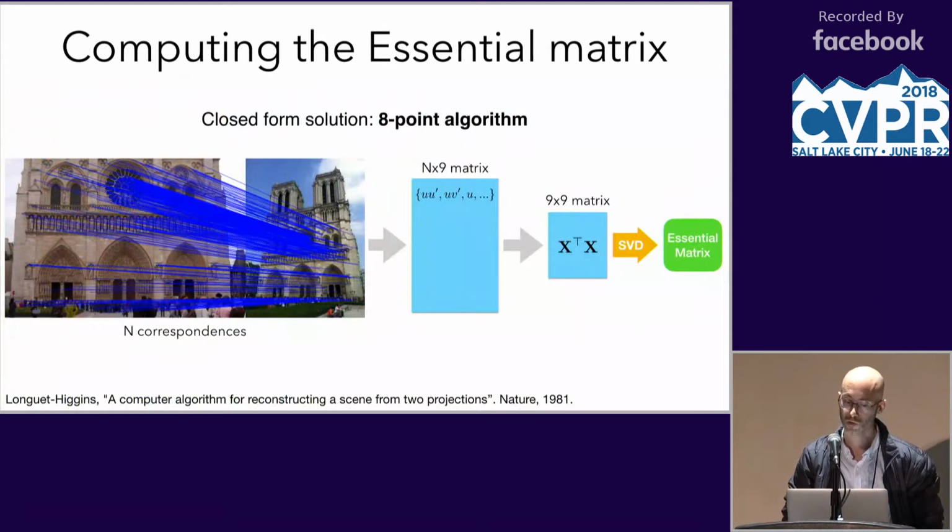Okay, so what we want to do is to train the network with the essential matrix as ground truth. We could do this in different ways. One closed-form technique to retrieve the essential matrix from a set of correspondences is the 8-point algorithm. So it goes like this. Given n correspondences, we build an n×9 matrix as the outer product of each correspondence in homogeneous coordinates. Then we multiply it with its transpose, compute an SVD, and we have the essential matrix. That, however, requires clean input data, as it is not robust to outliers.